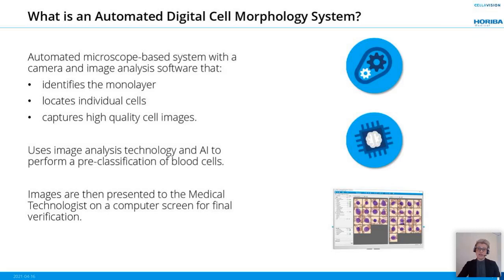Once that procedure is done, the images are then presented to a medical technologist on a computer screen for the final verification. Because what is important to remember here is that the system provides you with a pre-classification. That means that it's a suggestion. And in the end, the final classification that is reported out, it's up to the medical technologist to do that. So that is a digital cell morphology system, short.